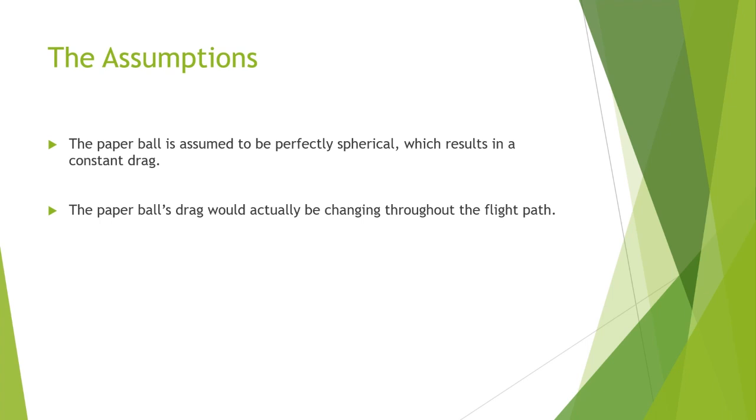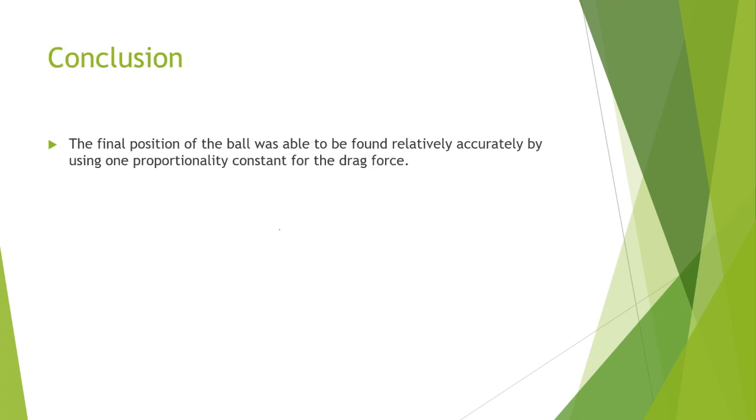The drag would be changing throughout the flight path, but it would be a very small difference, so we were able to ignore it. And in conclusion, the final position of the ball was able to be found relatively accurately by using one proportionality constant for the drag force. Thank you for listening.